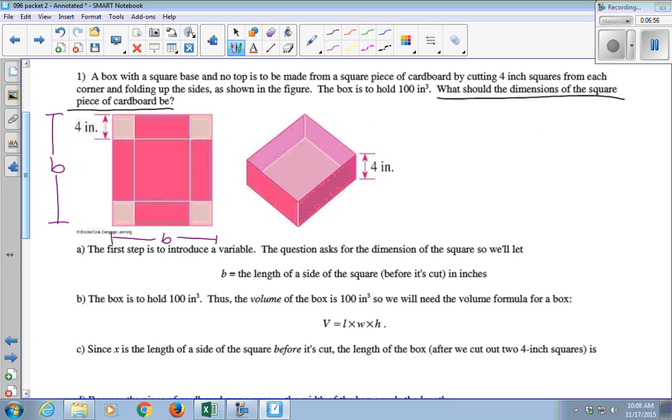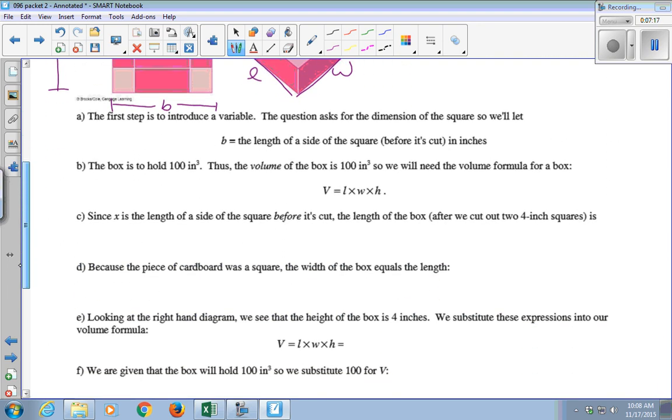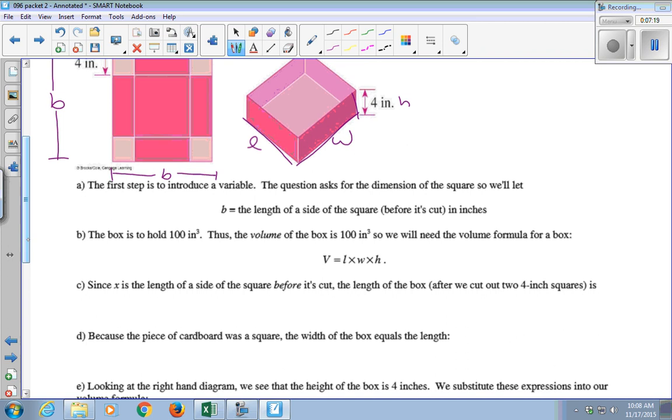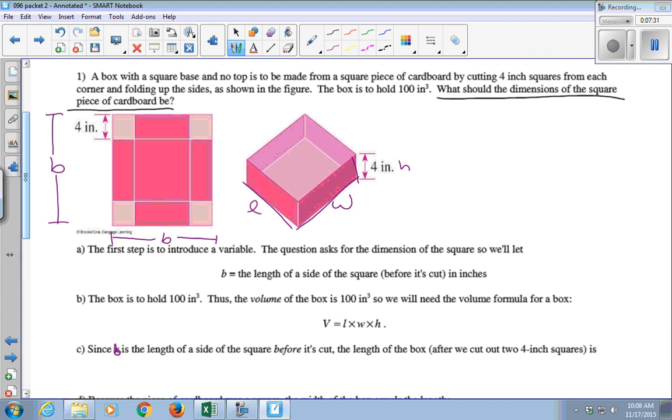So I need a formula for the volume of a box. Volume of a box is length times width times height. Length, width, height of the box. Sound familiar? Okay, so I'll just leave that. Now, since b is the length of a side of the square before it's cut, the length of the box is what remains after we cut out 2 4-inch squares. Right, so my length of the box is this.